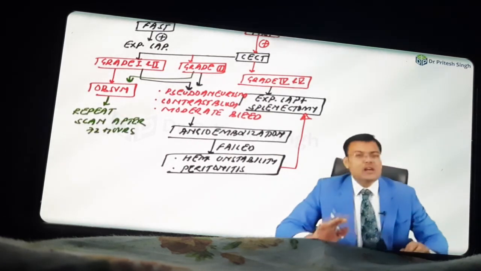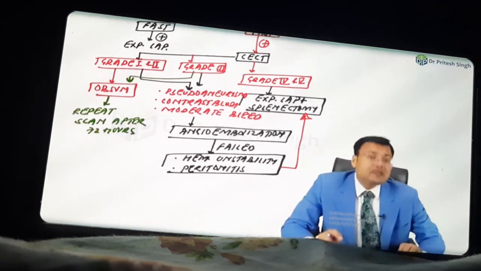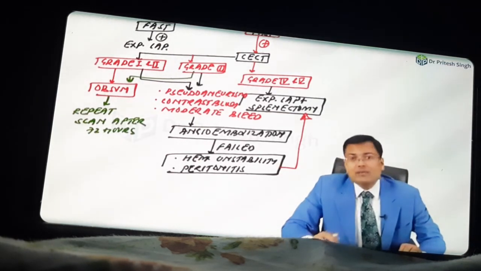Now I want to tell you certain basics. Whenever FAST is positive, it means there is either bleeding or perforation. If FAST is positive and the patient is stable, we have to confirm the finding with CT.